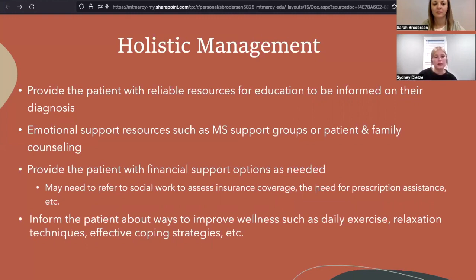And then providing the patient with financial support as needed. Like I talked about previously, it can be extremely expensive for treatment. So social work referral may be important to assess insurance coverage, prescription assistance, things like that. And then just again, informing the patient about ways to improve wellness, such as the daily exercise, relaxation techniques, and effective coping strategies. Again, just due to the depression and anxiety that's associated with it, and just finding ways to better control that aspect of it.